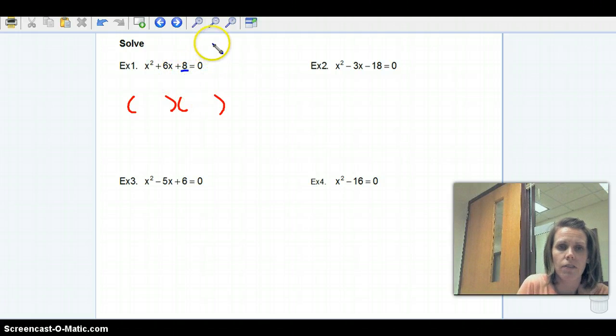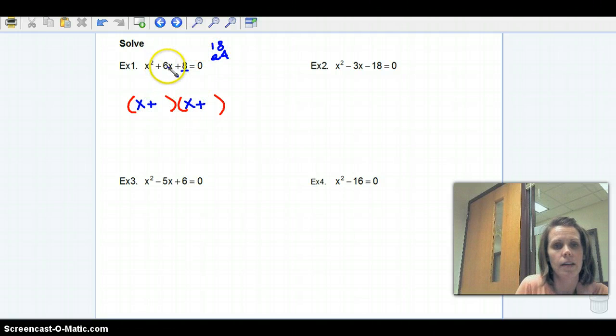So let's list our factors of 8. 1 and 8, oops, 2 and 4, and that's it. They're both positive, so that means my two signs are going to be positive, x and x. So let's figure out which of these two will add to be 6. It's going to be these guys. So we have 2 and 4.